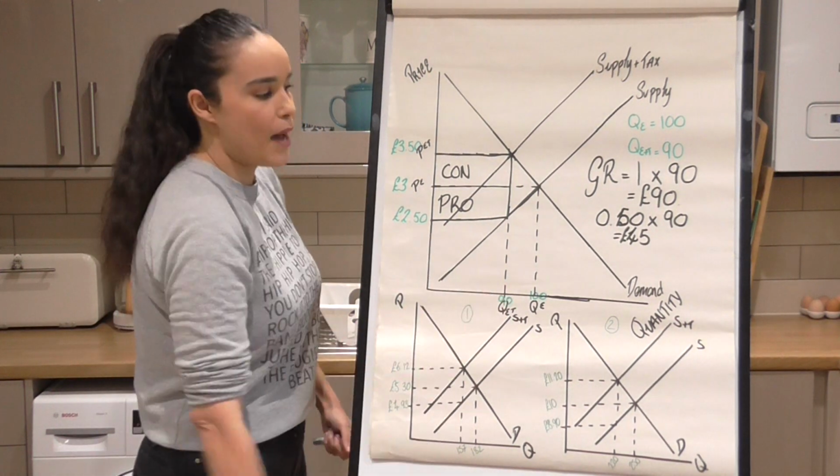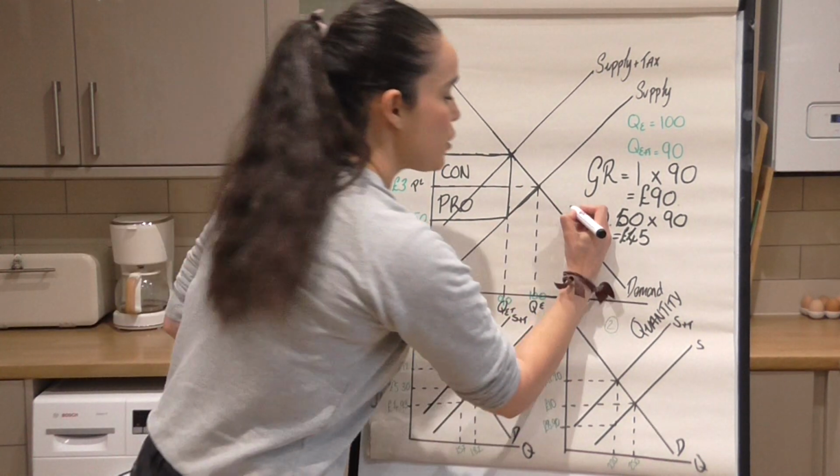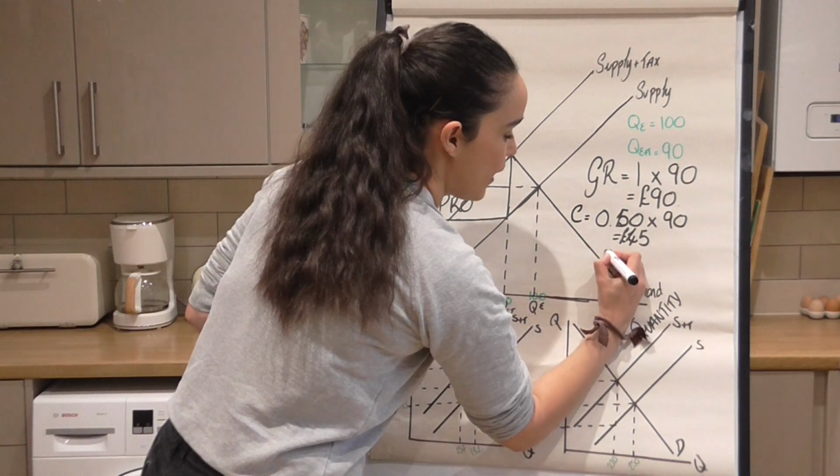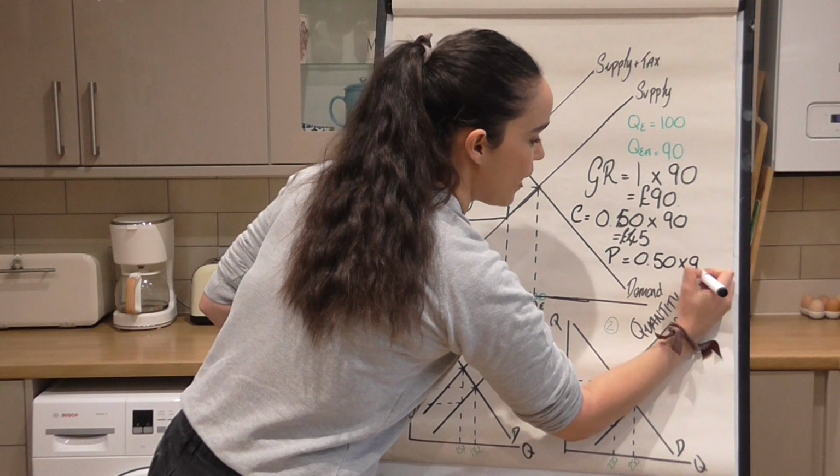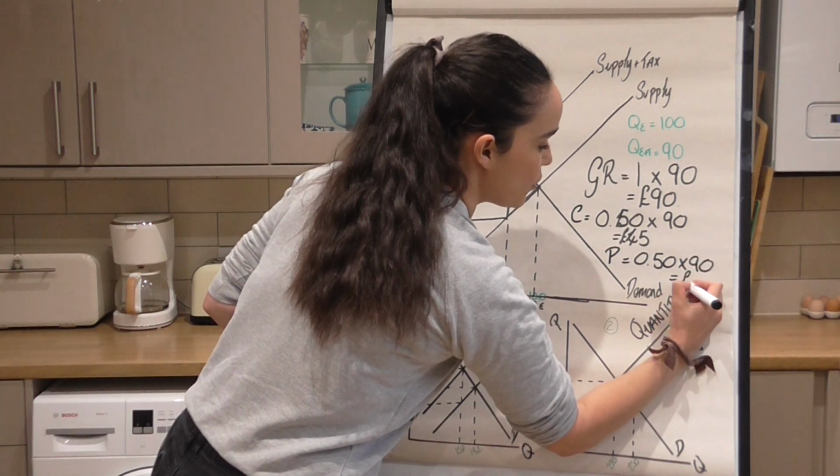Then we need to times that by 90. So our consumer burden is equal to this, and our producer burden is also going to be equal to 50 pence times 90, which is equal to £45, right?